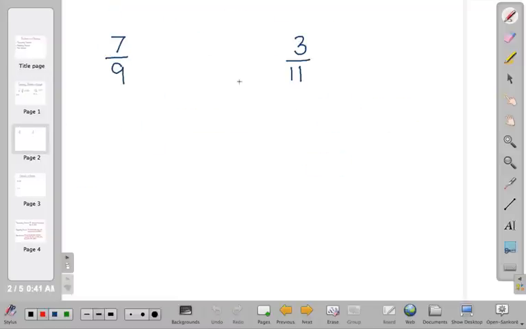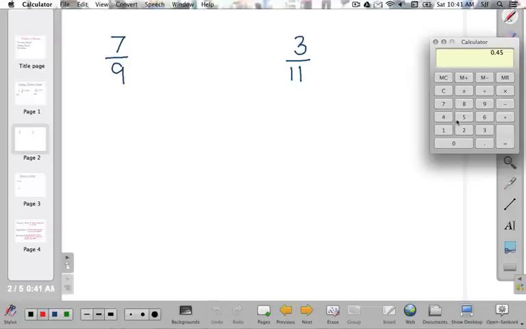Let's take a look at these two examples. We have 7/9 and we have 3/11. So remember, you read it going down, so this is going to be 7 divided by 9. And if I get out my calculator and put in 7 divided by 9, I get this number that goes on. It goes 0.7777777 and then an 8.